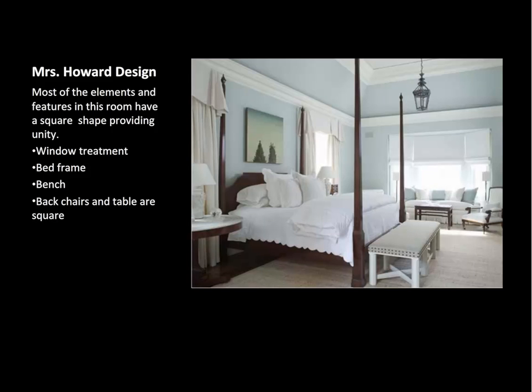Here's another bedroom designed by Mrs. Howard. This time, this room leans, to me, more into the square rectilinear shapes. The four-poster bed has a very strong vertical line, very square. The bench in front of the bed has a strong rectangular shape, and I actually think that the chair back in that right-hand corner is pretty square, and that table back there too. The window treatment in the bay window has a horizontal, square kind of shape.